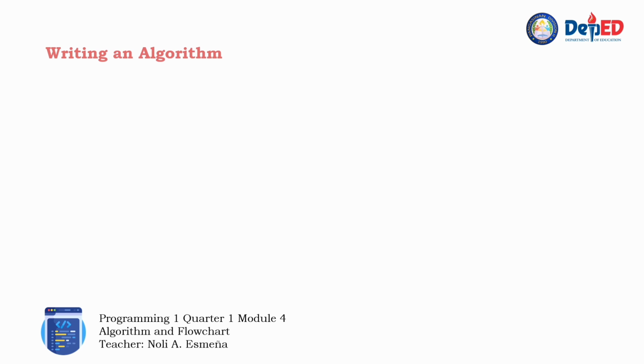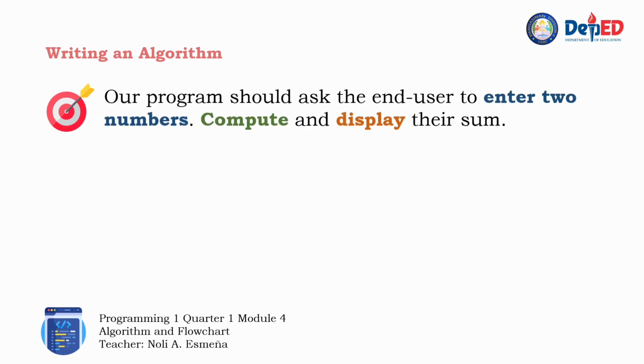Before writing an algorithm, we should identify our problem or goal first. For this example, our problem or goal is to create a program that would first ask an end user to enter two numbers. Then, our program should be able to compute and display their sum. Let's try to create an algorithm out of this problem.